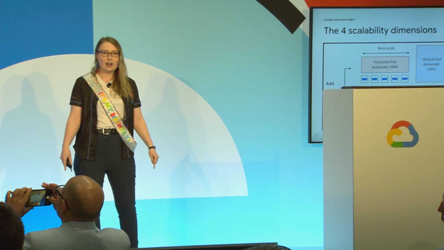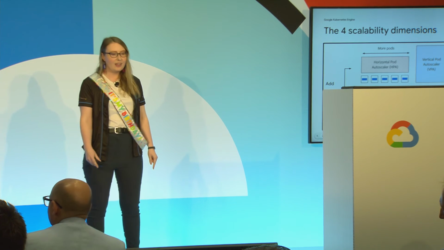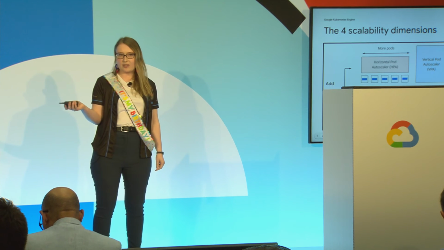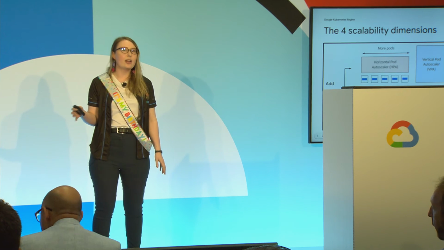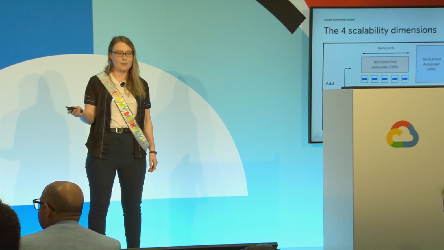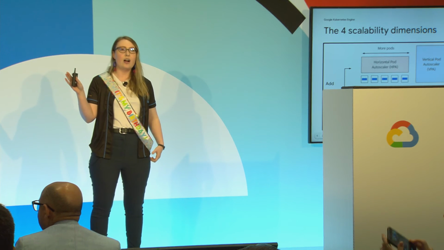But we're here today to talk about scaling. So there are 4 dimensions of scalability that you should know about if you're considering using GKE. The top 2 on this diagram are about workloads. The bottom 2 are about infrastructure. The 2 on the left are about creating more or fewer of something. That's called horizontal autoscaling. And that's usually what people think about when you think about scaling workloads or scaling Kubernetes.